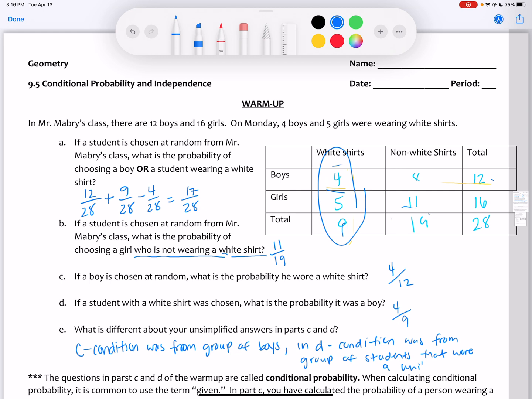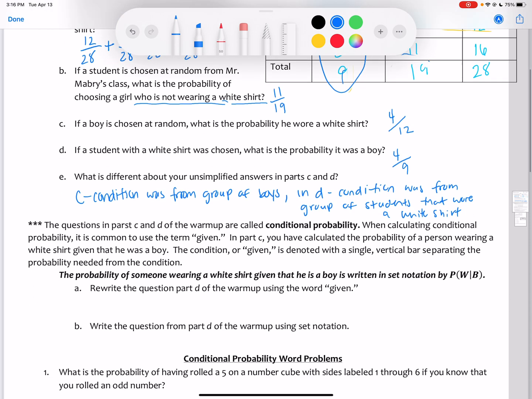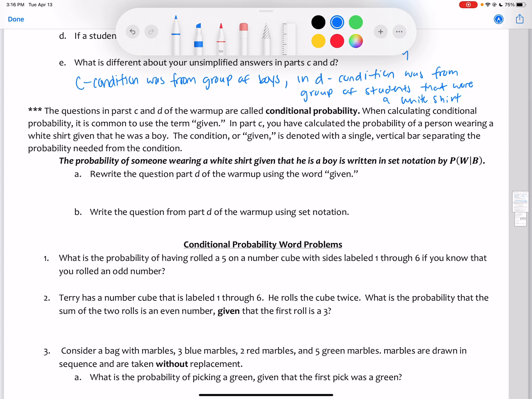So without knowing, you actually have already learned conditional probability. When I set a condition, it changes the denominator. All other times, you're going to use the main total, like the 28 students, for the denominator like we did in question A. But if I say, okay, now it has to be from the group of boys, now it has to be from the group of people wearing white shirts, that's going to set a new condition which changes the denominator. So that's called conditional probability.